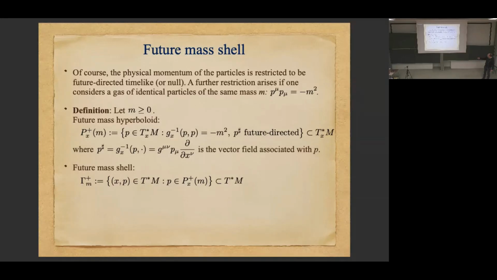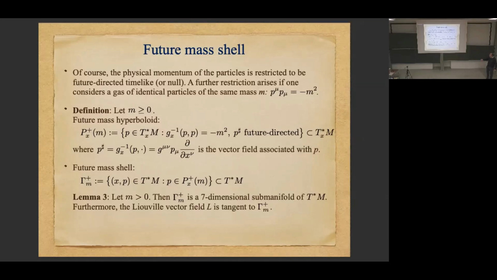So you want the gas particles to follow such P's in the future mass shell, which is a subspace of the cotangent space at x. But if you vary x, now you get the future mass shell. So this is the pairs (x, p), where x is an event and p is restricted to the future mass hyperboloid at x. So that's called the future mass shell, and that's a subset of the cotangent bundle.